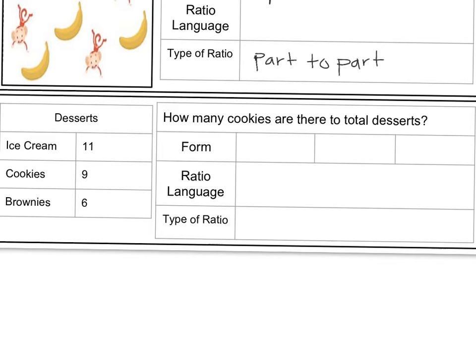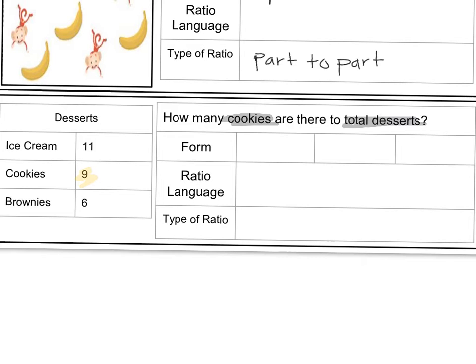Okay, the next question asks, how many cookies are there to total desserts? Well, you look at the table to the left there, and it has desserts, and the different desserts are ice cream, cookies, and brownies. So we're comparing cookies to total desserts. So I'm going to highlight what it is that we're comparing. We're comparing cookies to total desserts. So I need to look to see how many cookies are there. The amount of cookies that it's stated in the table is 9.